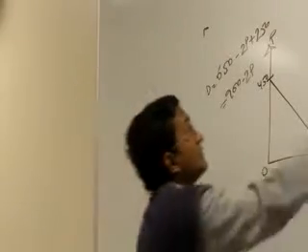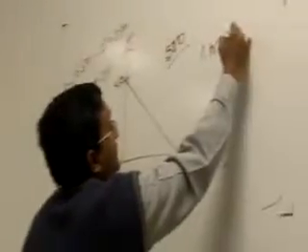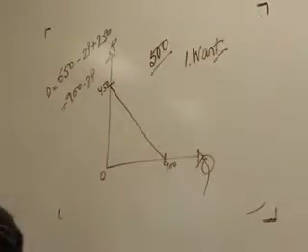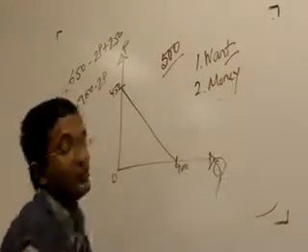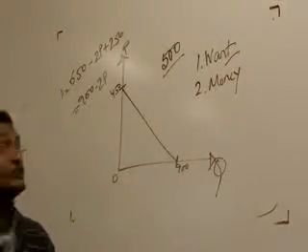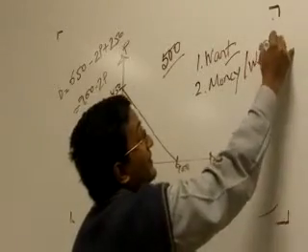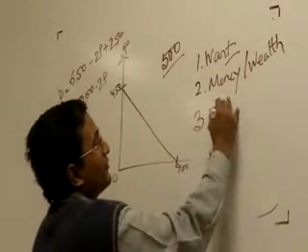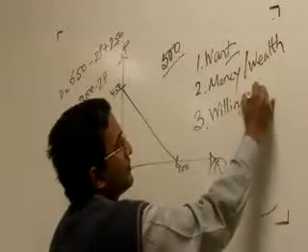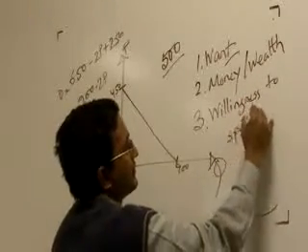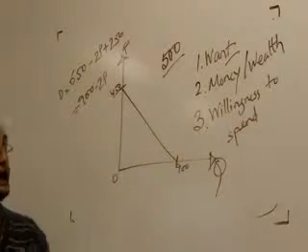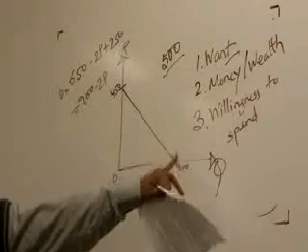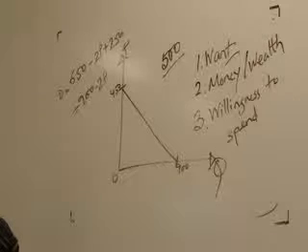One is want, that is, I have to know that I require this thing. Second thing, money, or certainly I have to have money in my pocket. Wealth, that is another way of telling that. And willingness to spend. So 3 W's. I have to have want, then I have to have money in my pocket, wealth, and last but not least, I have to have the willingness to spend that money.